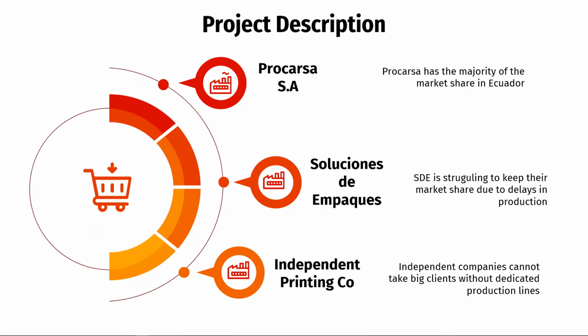Procarsa is the actual market share competitor in Ecuador that has the majority of shares. And the independent printing companies, the struggle that they have to gain an equal market share is that they need dedicated production lines that they lack.